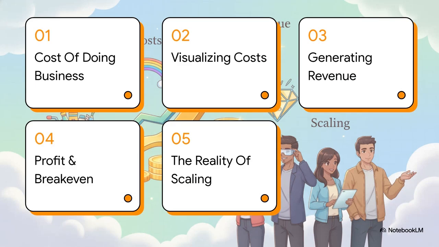Okay, here's our quick roadmap for today. First up, the cost of doing business, then visualizing your business costs. From there, we'll hit generating business revenue, followed by profit, loss, and break even. And finally, the reality of scaling.